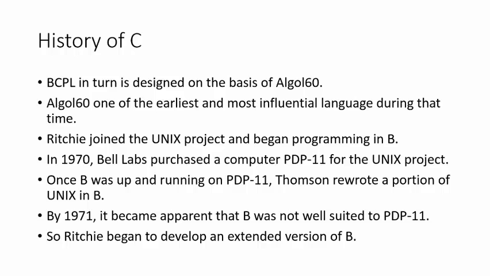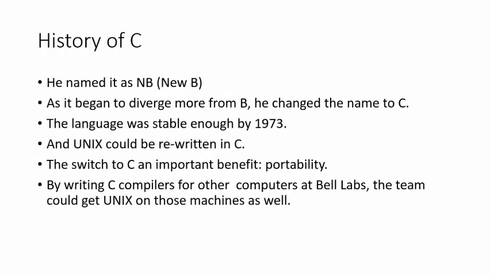By 1971, it became apparent that B was not well suited to the PDP-11. So Ritchie began to develop an extended version of B, and he named it NB. NB stands for New B. As it began to diverge more from B, he changed the name to C. So later on, Dennis Ritchie changed NB to the C language, and the language was stable enough by 1973. And the entire Unix operating system was rewritten in the C language.